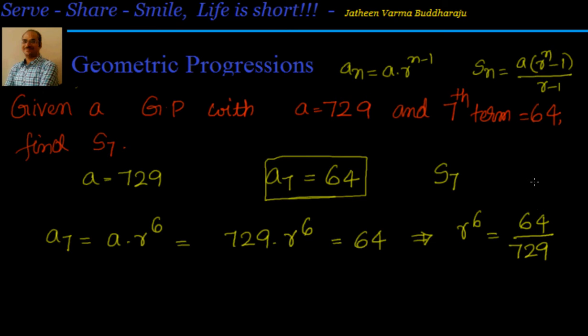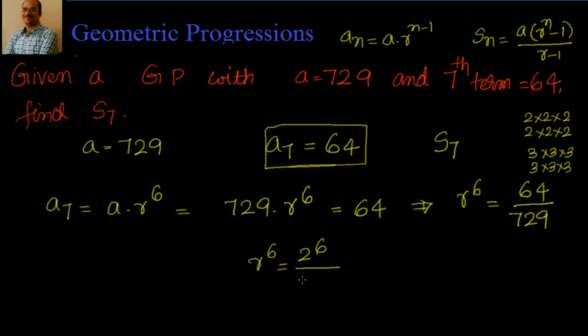Now you can see here this seems to be familiar. 2 2s are 4, 4 2s are 8 and 8 into 8 is equal to 64. So I can write it as 2 power 6. Similarly, 729: 3 3s are 9, 9 3s are 27. Again multiplying with 27, 27 into 27 is 729. So r to the power of 6 is equal to 2 power 6 by 3 power 6. Or I can say r to the power of 6 equal to (2 by 3) whole to the power of 6, which gives me r equal to 2 by 3.